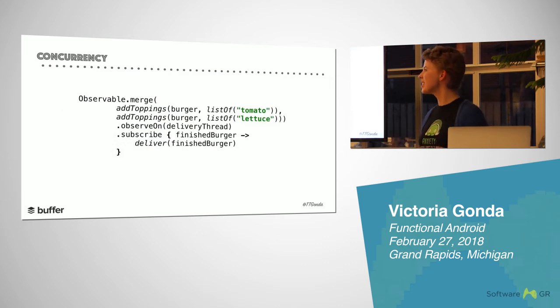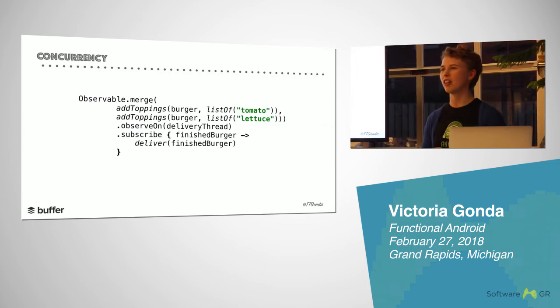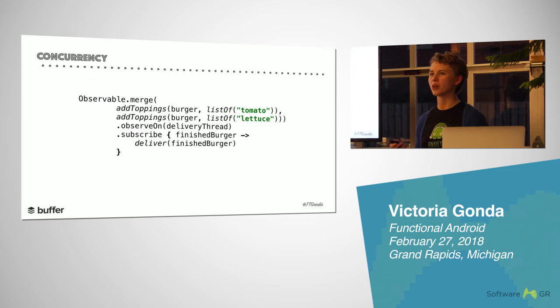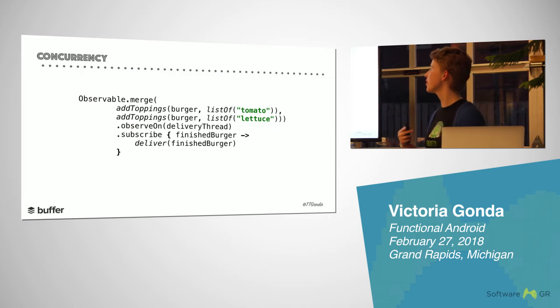So now we have a busy kitchen, and we want to take advantage of working on things in parallel so that we can prep everything quicker. We have multiple cooks. They should all be working at the same time. We're going to use RxJava for this. I'll walk through what this is doing.